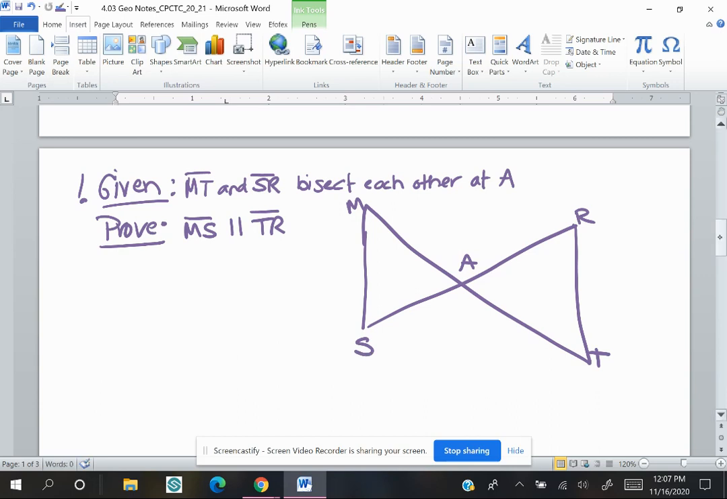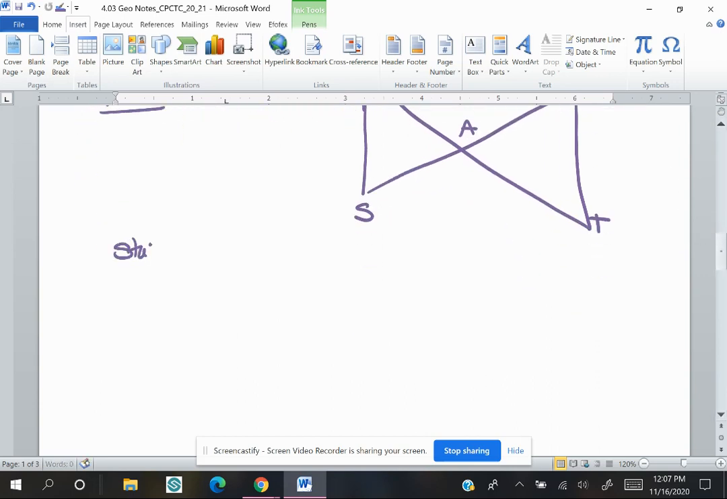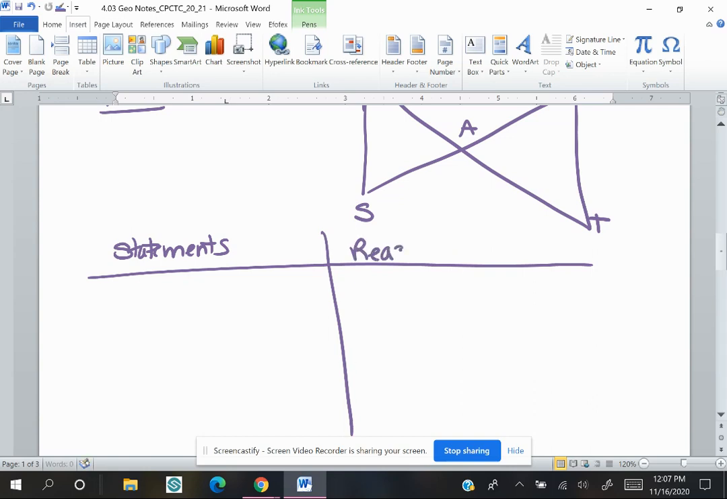ARTS. And statements. And reasons. So the first one is our given. Segment MT and segment SR bisect each other at A.